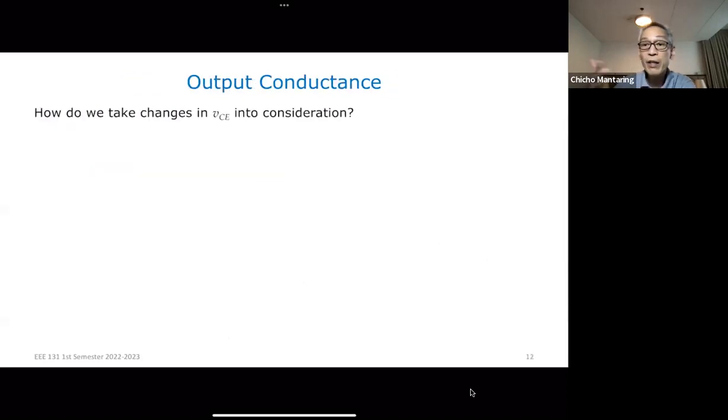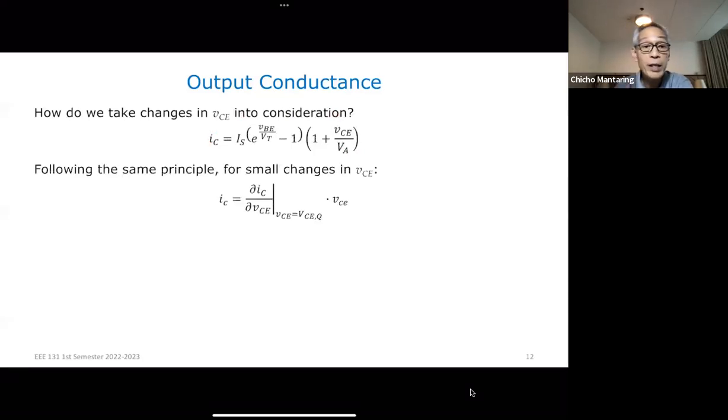No? So we can follow exactly the same procedure yung ginawa natin just now for changes in VBE. Gawin din natin for changes in VCE. So our starting point is going to be this equation. Following the same principle, okay, for small changes in VCE, the change in IC will be the slope. So this is the slope, which we consider constant at VCE equal to VCEQ multiplied by my change in VCE.